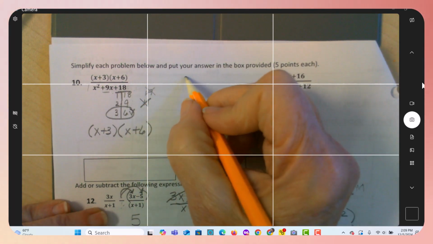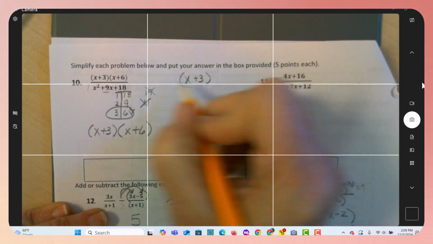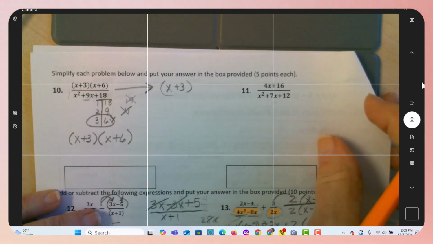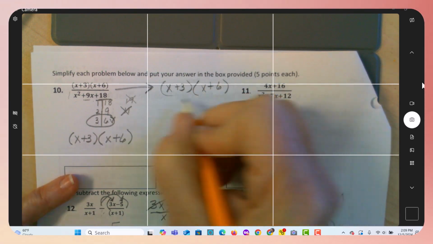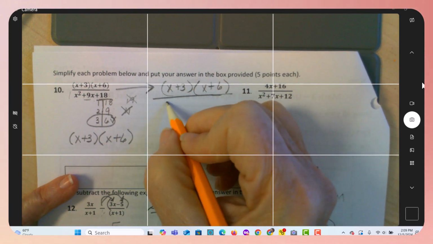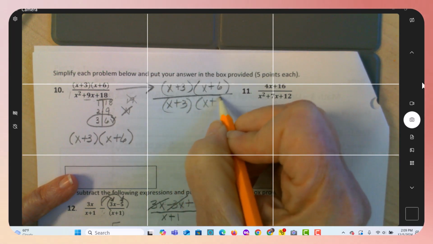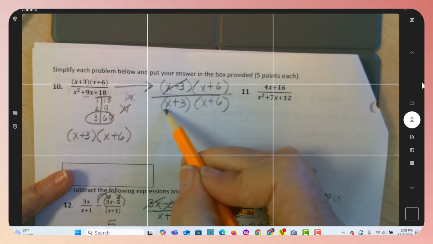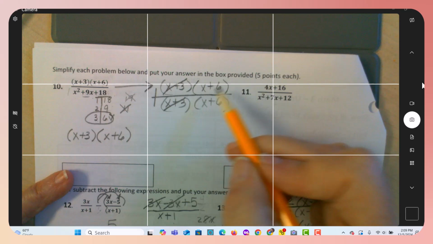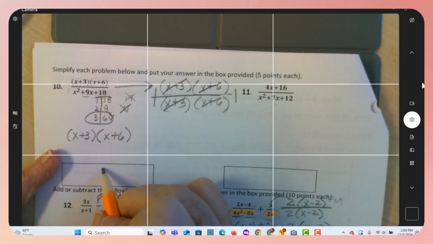We still have the numerator. Let me rewrite that as x plus 3. Just put that over here so we can see it. And we still have x plus 6. And then the denominator we factored into x plus 3 times x plus 6. Okay, now these are the same things. x plus 3 over x plus 3 is just 1, and x plus 6 over x plus 6 is just 1. 1 times 1 is 1.